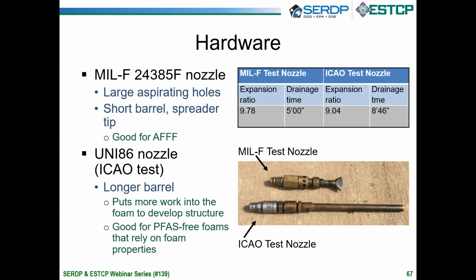So for AFFFs, which don't work by structure, they work by film formation, this is a good nozzle. And you can see that in one of our formulations, we get an expansion ratio of almost 10. Drainage time is around about 5 minutes. Just as a comparison, the ICAO test, which is used in most of the world for civil aviation, uses a different nozzle, which has a much longer barrel. It has smaller holes, so we don't get the same expansion ratio, but now we have the chance to put work into the foam to develop a structure. And you can see now the drainage time is almost 9 minutes. So that structure gives us a much better drainage time.